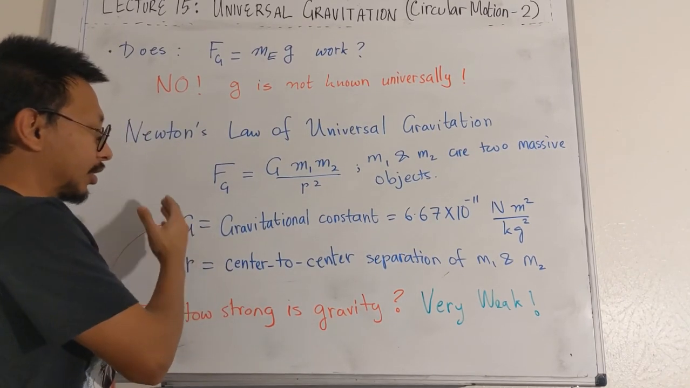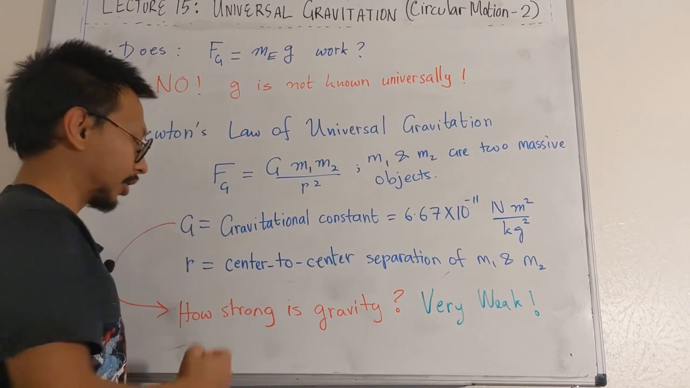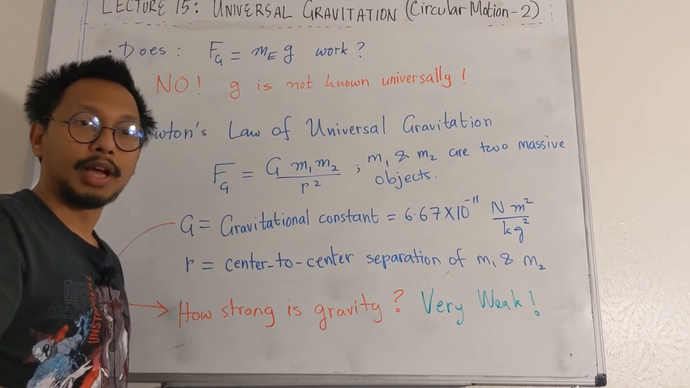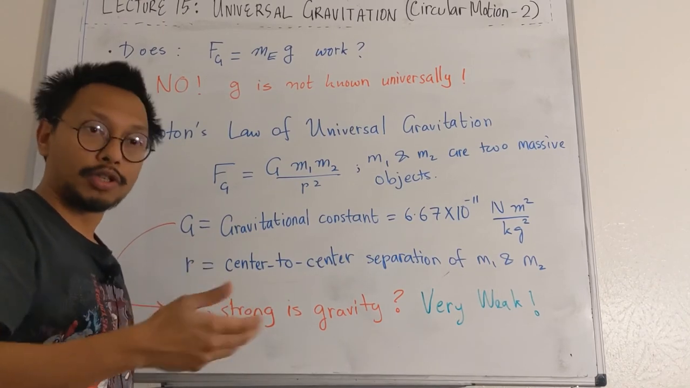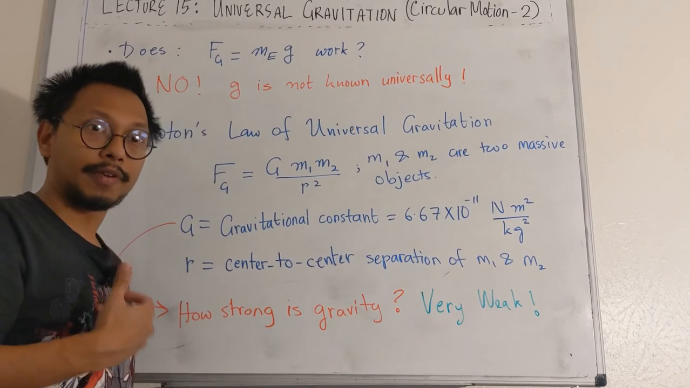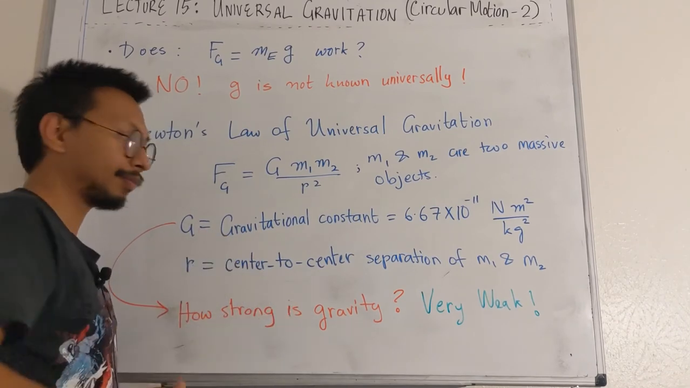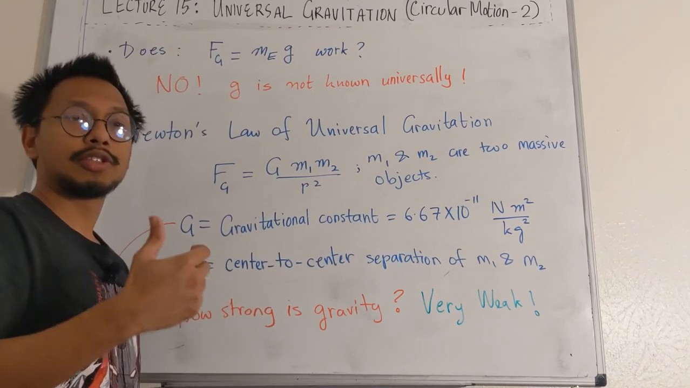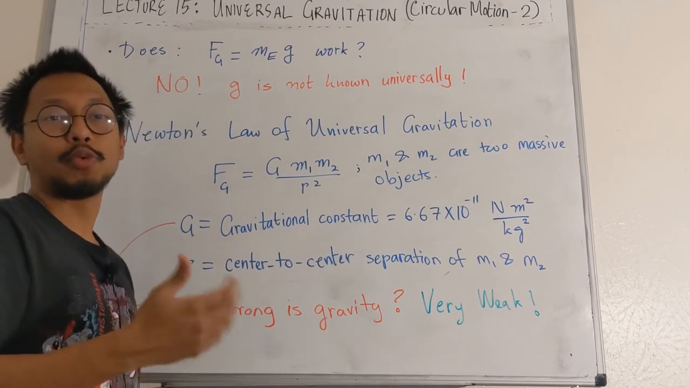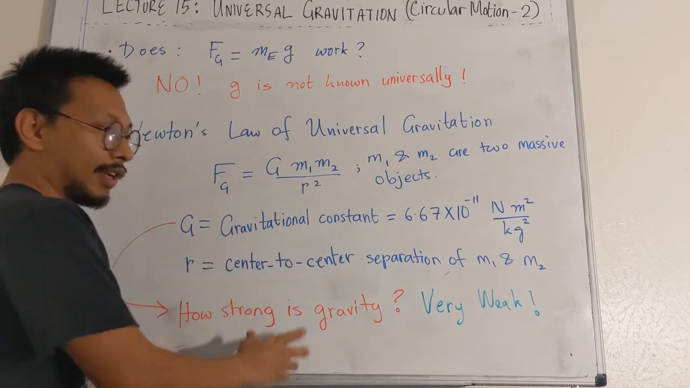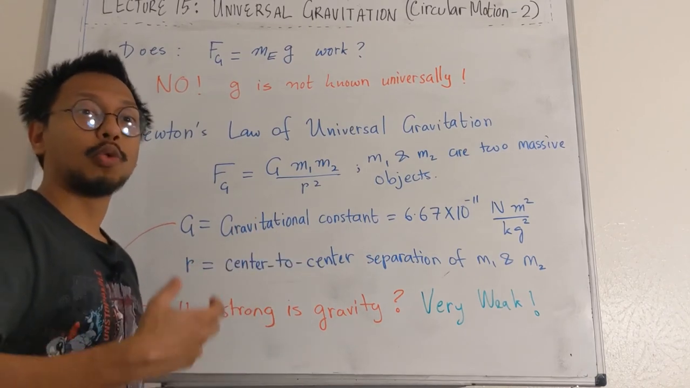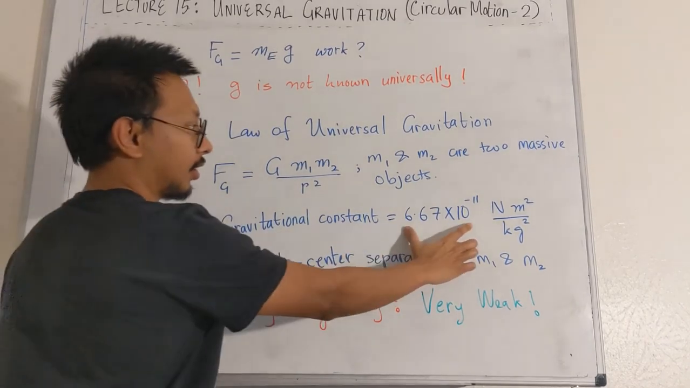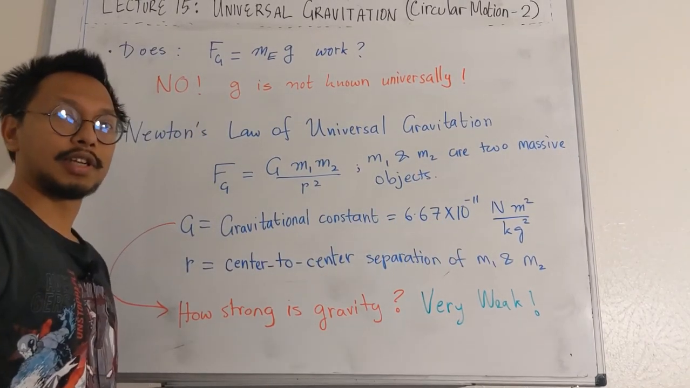This G, the gravitational constant or Newton's constant, basically tells us how strong a force gravity is. Now, there are four fundamental forces in nature that we can observe. One is gravity, two is electromagnetic force, three is strong nuclear force, and four is weak nuclear force. Gravity turns out to be the weakest of the four forces. Why?